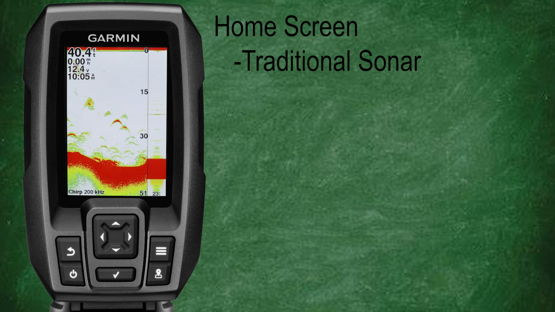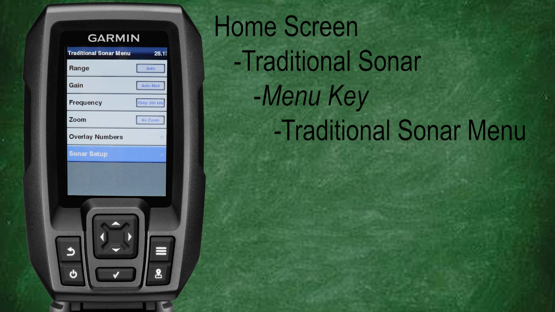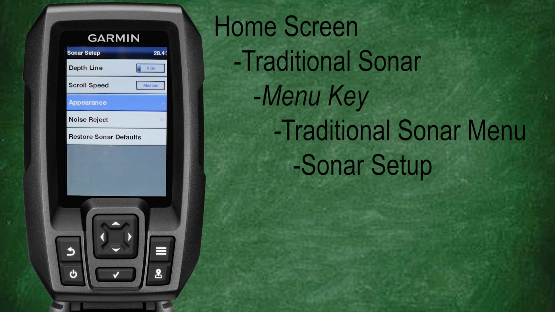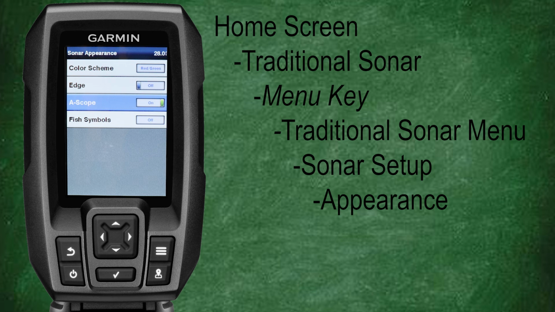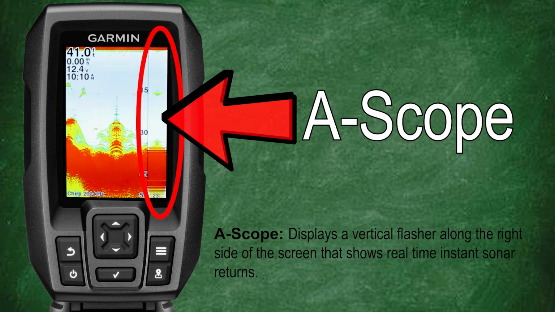Let's start from the traditional sonar and press the menu key. Scroll down and select Sonar Setup. Now scroll down and select Sonar Appearance. Scroll down and ensure A-scope is turned on. Now press the back key until you return to the traditional sonar screen. Now on the right hand of the screen you're going to see the A-scope.